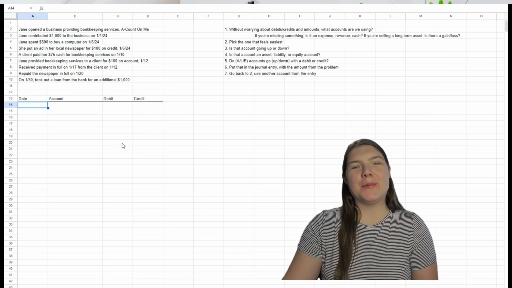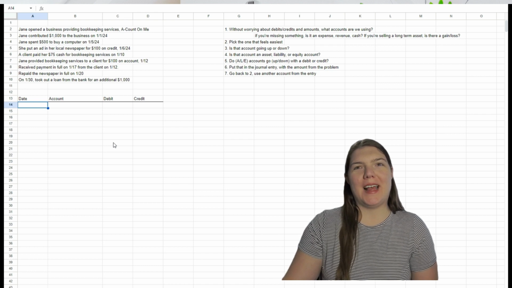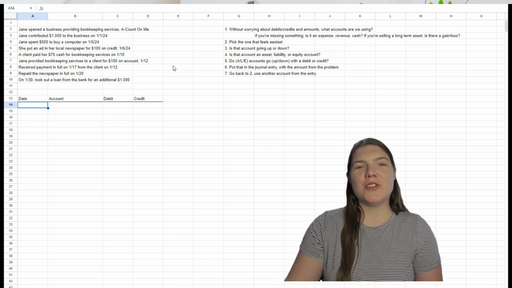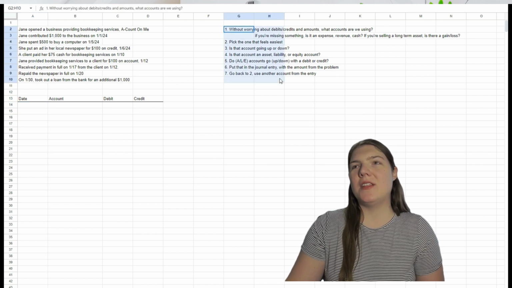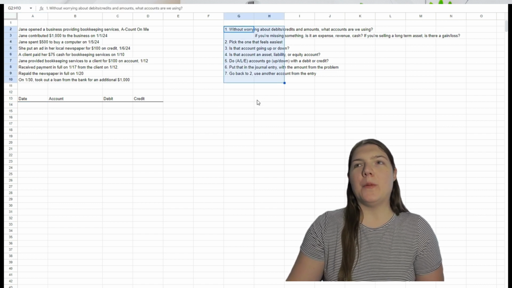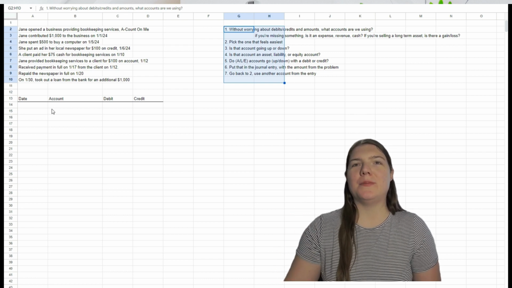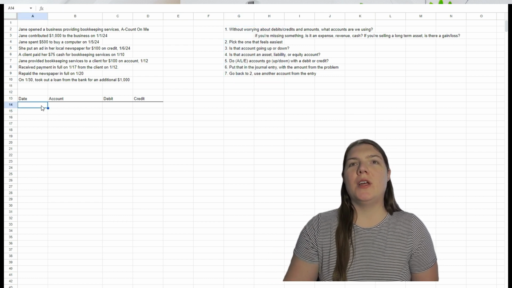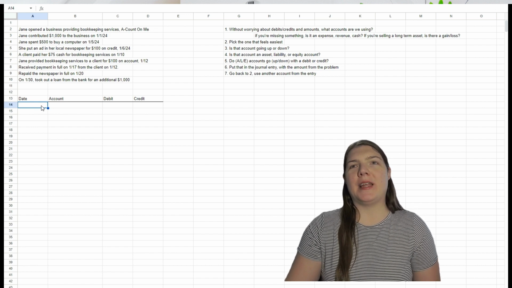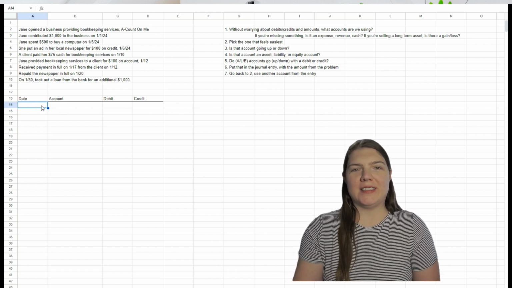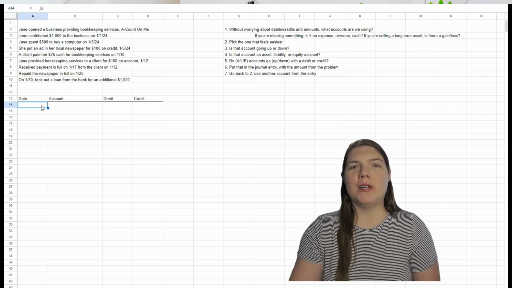I've made some example transactions for us to work through today. They're listed up here. In order to make these journal entries, we're going to be using the guides over here. That will help us go through it step by step and hopefully not get so overwhelmed. We'll start with the first one. Jane opened a business providing bookkeeping services, Account on Me. There's not a transaction here, so nothing to record, just a note.